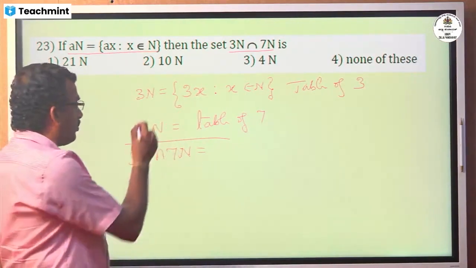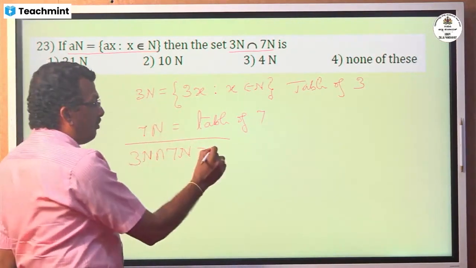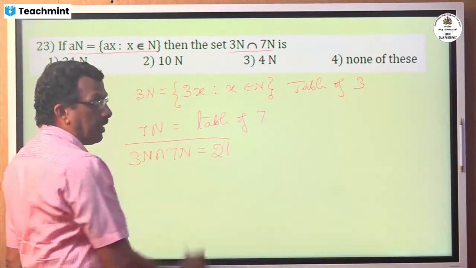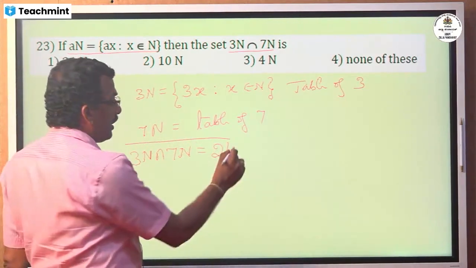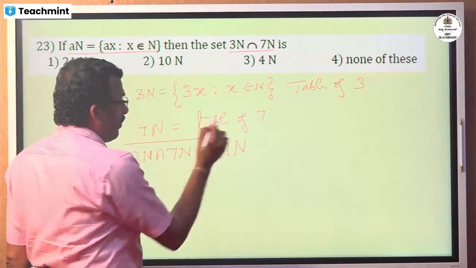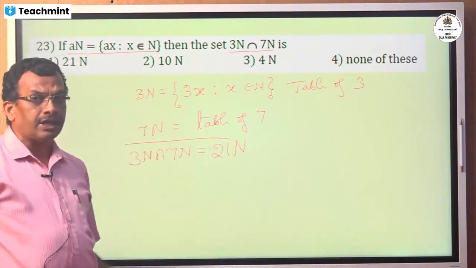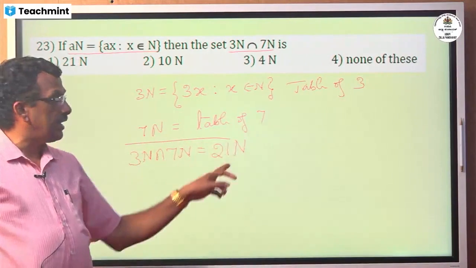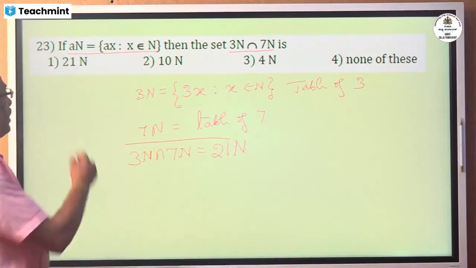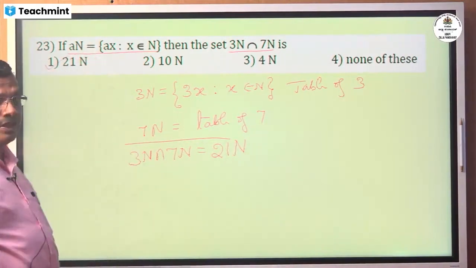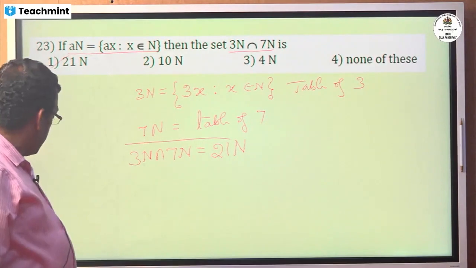What is common in both? Since they are prime numbers, the common element is 21. The first element is 21. The LCM is 21. Multiples of 21 means the table of 21. The intersection is the table of 21. Therefore, your solution is the first option. It looks like a new question, but there is nothing in it.